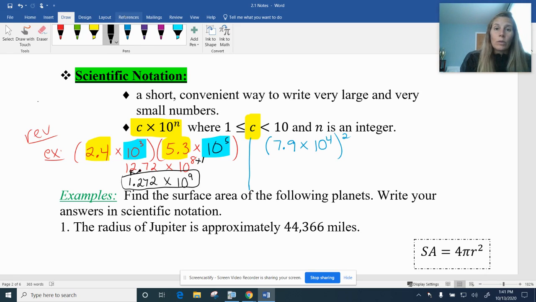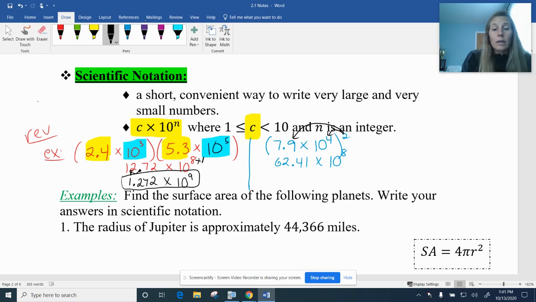So just like we did with the properties earlier, this 2 would have to go to the 7.9. It would also have to go to the 10 to the 4th. So 7.9 to the 2nd power is 62.41. And then this will be 10 to the 8th, because 4 times 2 is 8.